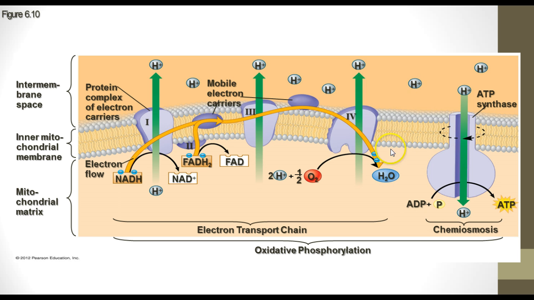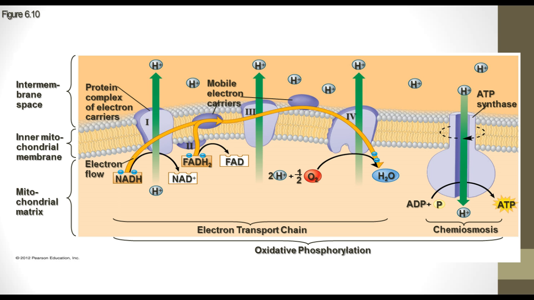Some of the hydrogen ions that have diffused back through the membrane can also add to this to produce a molecule of water. This part, the electron transport chain, is the flow of electrons that end up as part of the water molecule being picked up by the oxygen. Meanwhile, we have all of these hydrogen ions that have collected in the intermembrane space. They're going to diffuse back through ATP synthase in the process of chemiosmosis to produce ATP. And that's the process of oxidative phosphorylation.